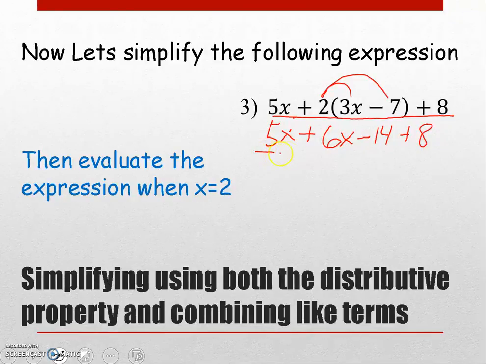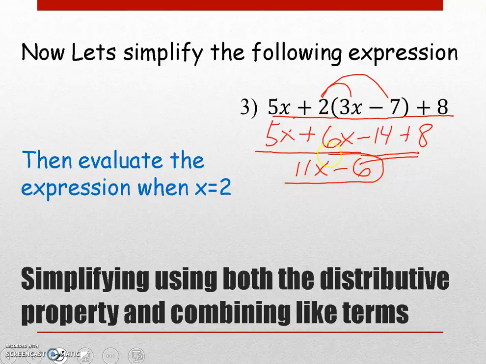I can add together, for example, the 5x and the 6x, that makes 11x. And then the negative 14 and the positive 8, that's like 14 bad guys and 8 good guys. 8 good guys wipe out 8 of the bad guys, and I have 6 bad guys left over. So this simplifies to 11x minus 6.